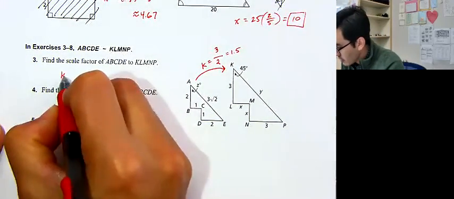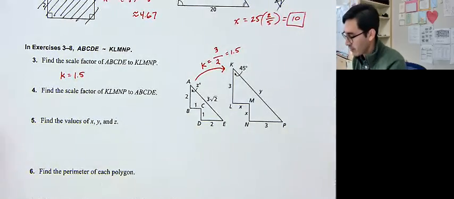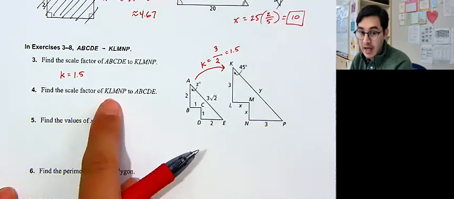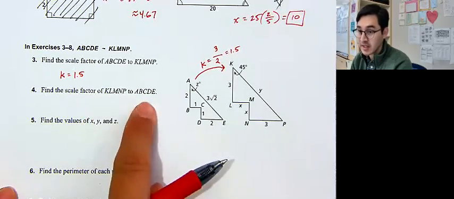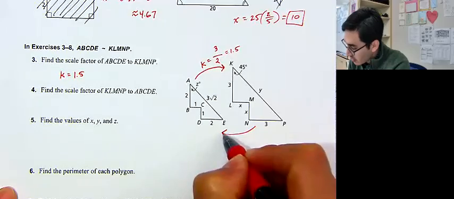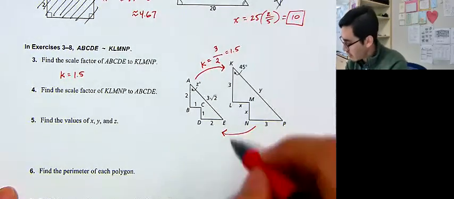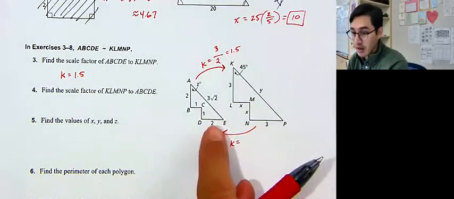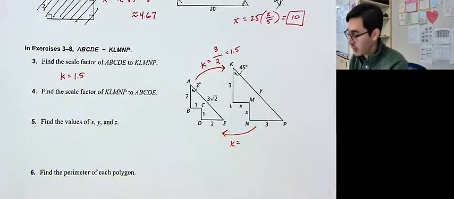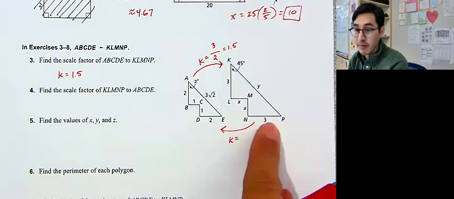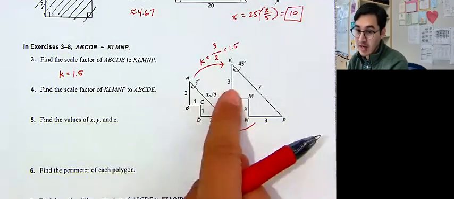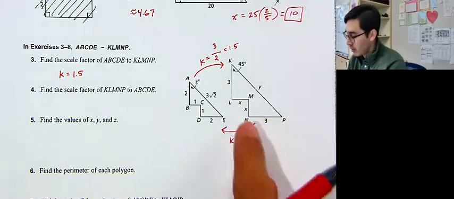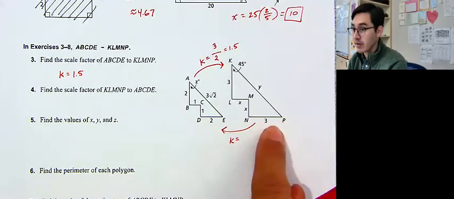Now question 4 is asking for the scale factor from KLMNP to ABCDE. So now we're going from the big figure to the small figure. It's the same approach: we have to find a pair of measurements and then form a ratio. Let's use the bottom measurements, which are the same as the side measurements, 2 and 3. We have to be very careful with how we form the ratio. We're going to take the small measurement divided by the big measurement.